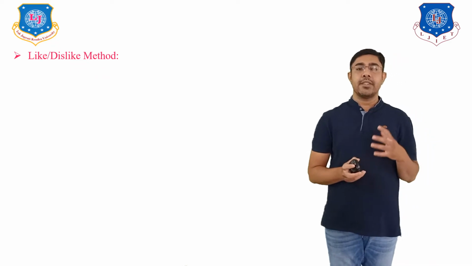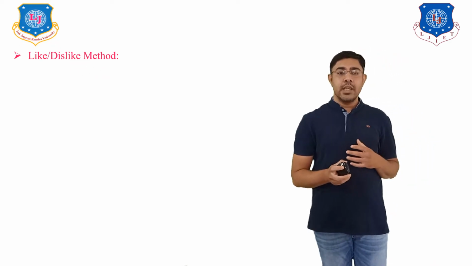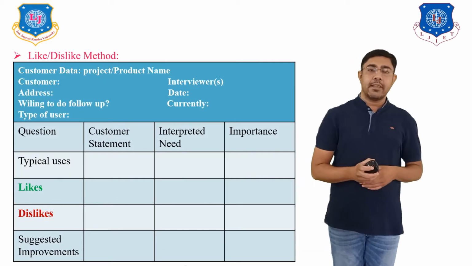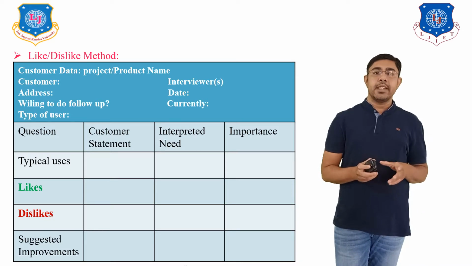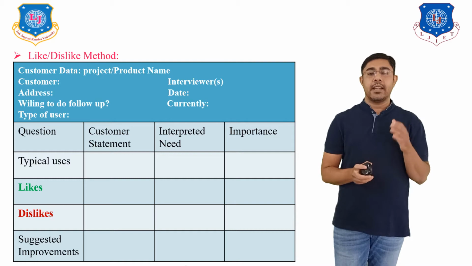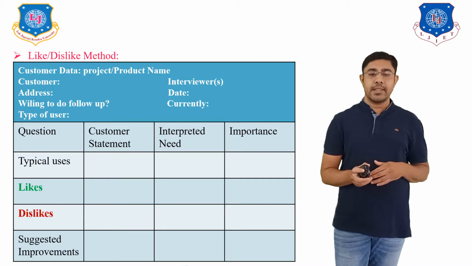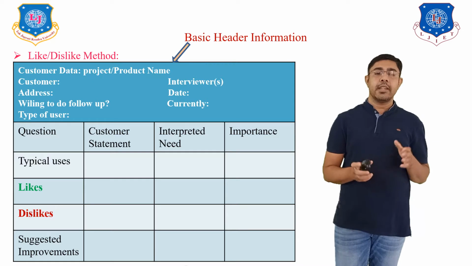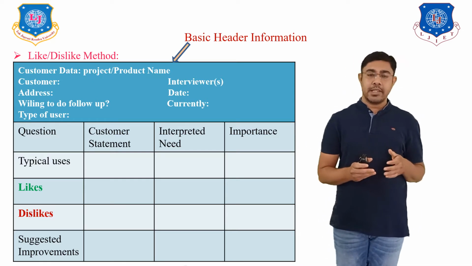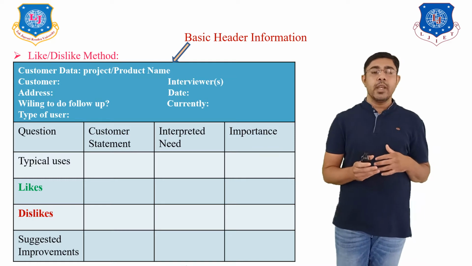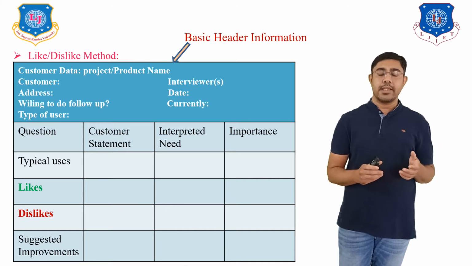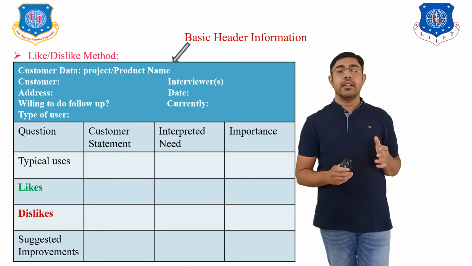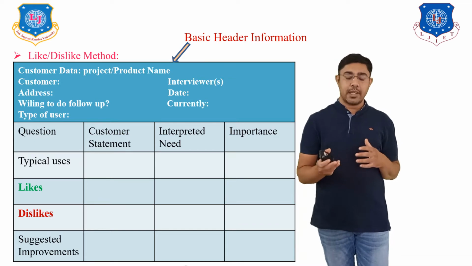In previous lectures we learned the like-dislike methods, in which we learned the like-dislike forms, and here I also show the form. At the top of the form there is basic header information, which records the customer's name, the customer's address, willingness to do a follow-up, and the type of user. The interviewer's name and the date of the interview are also recorded.